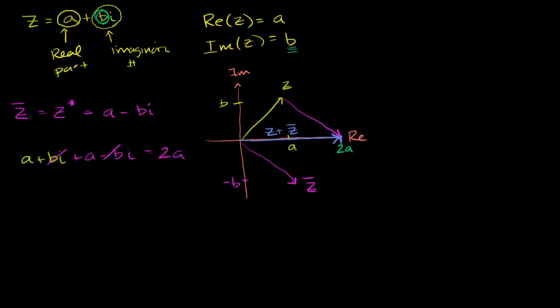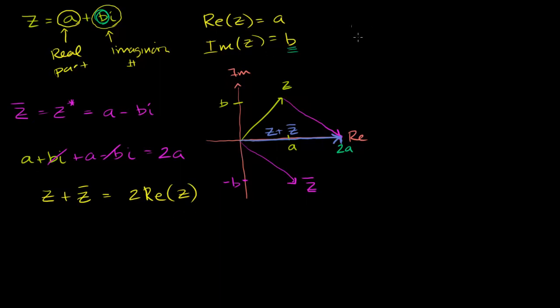Or another way to think about it, and really we're just playing around with math, if I take any complex number and to it I add its conjugate, I am going to get 2 times the real part of the complex number. Oh, and this is also going to be 2 times the real part of the conjugate, because they have the exact same real part. Now, with that said, let's think about where the conjugate could be useful.